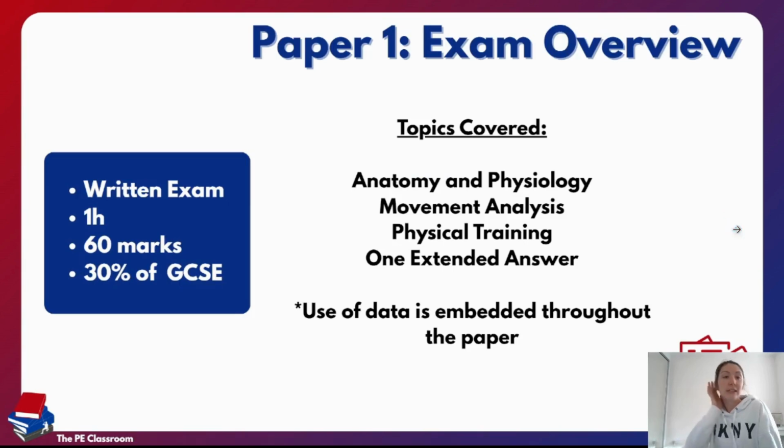So I'm just going to give you a quick overview of the OCR 2 papers. You have paper 1, which is an hour long. It is out of 60 marks and it is 30% of your GCSE. The topics that are covered are anatomy and physiology, movement analysis, physical training, and there will be one extended answer towards the end of the paper. The use of data will be in questions throughout the paper, so you want to keep an eye out for them as well.